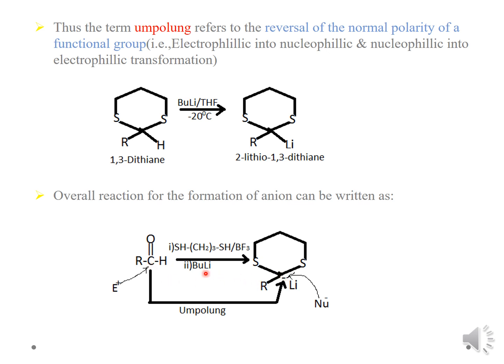Once you read it over here, I have shown you that butyl will take the hydrogen atom and go as butane, generating the negative charge, and the lithium atom will go and sit over there. So that reversal of charge is known as your umpolung, and this will act as nucleophilic in nature.